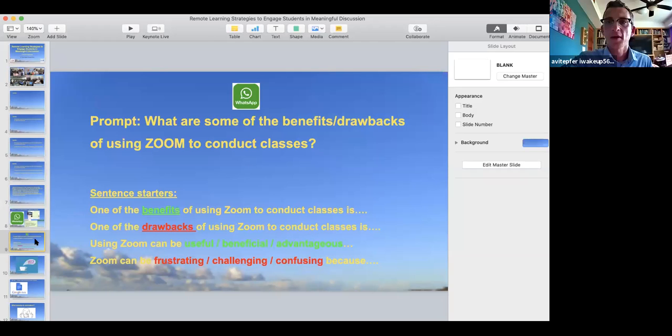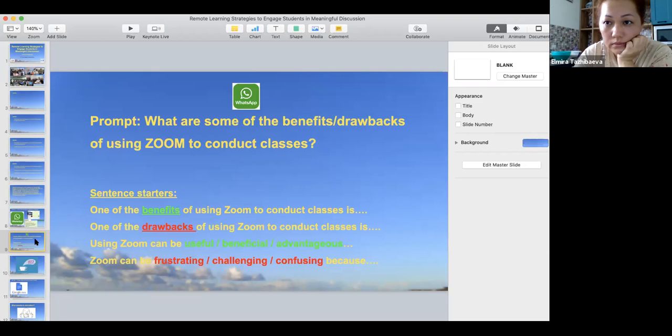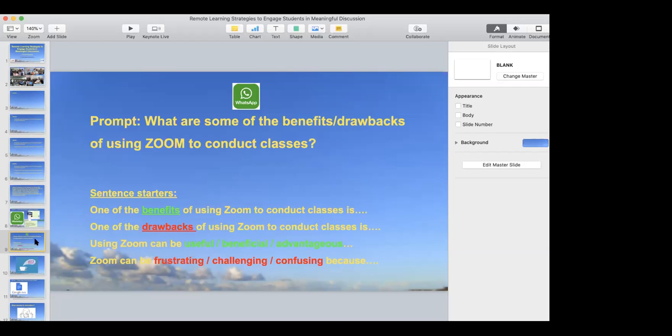Okay, all right, no one from group 1. Let's move to group 2. Can I have someone from group 2 tell us one of the benefits or drawbacks that the people in their WhatsApp group have mentioned today? Okay, yes, please.